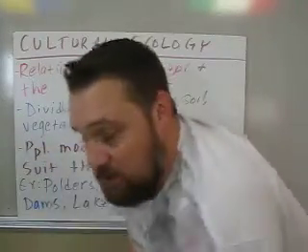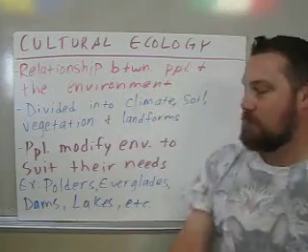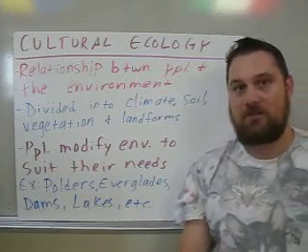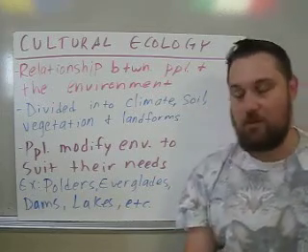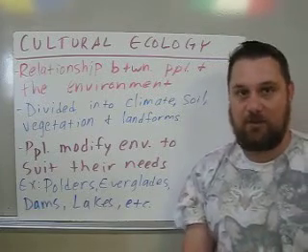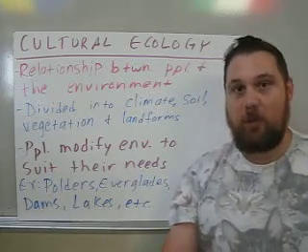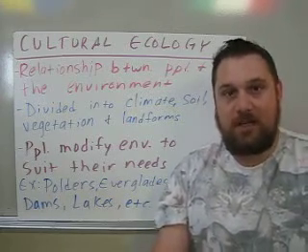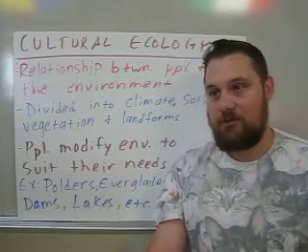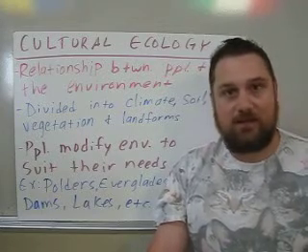And finally, we'll look at cultural ecology. Cultural ecology is the relationship between people and the environment. It is divided into climate, soil, vegetation, landforms, all of those things. And people definitely modify the environment to suit their needs, to make life easier for them. An example of this would be polders in the Netherlands. A polder is where people take land that's underwater and drain the water from it and make it into land that's usable for farming or houses or anything that you need.